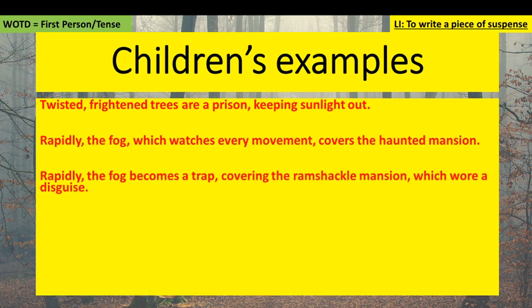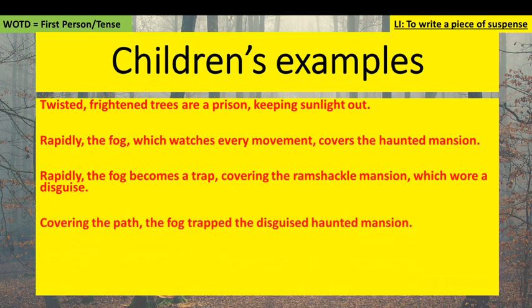Our next example sentence, so same adverb sentence starter, we've got rapidly, the fog becomes a trap, covering the ramshackle mansion, which wore a disguise. So we've got the metaphor of it being a trap, and then we have our relative clause at the end, using our relative pronoun, which, so which wore a disguise. So two things in that sentence that are really good. The next sentence is covering the path, the fog trapped the disguised haunted mansion. So we've got some powerful vocabulary in there. So disguise, so it's tricking whoever's looking at it into thinking maybe it's something else.